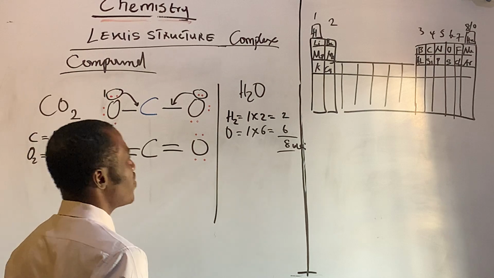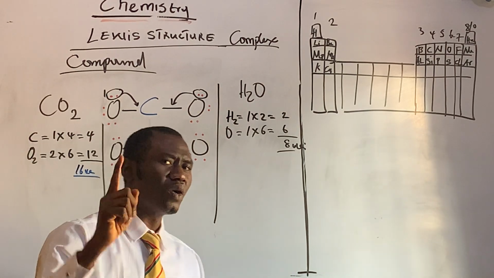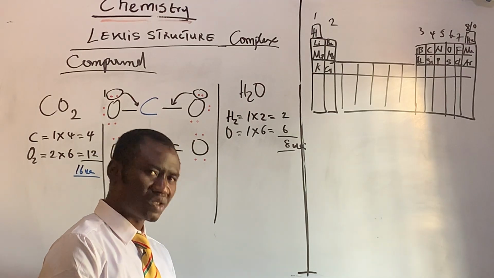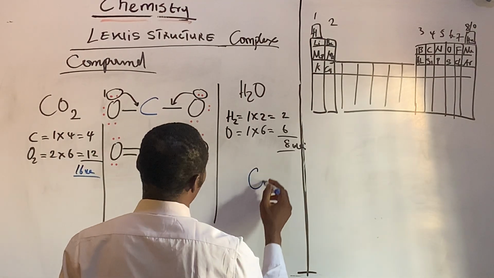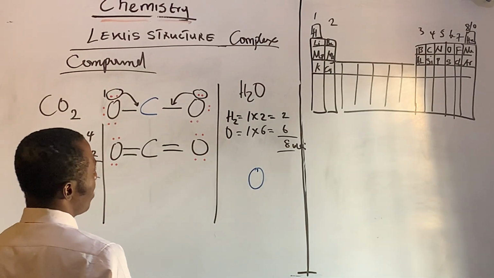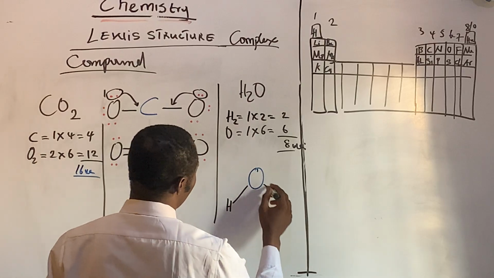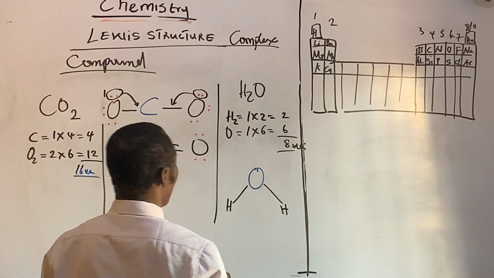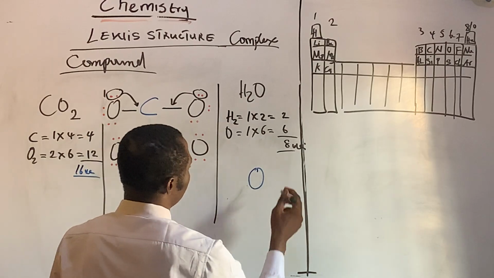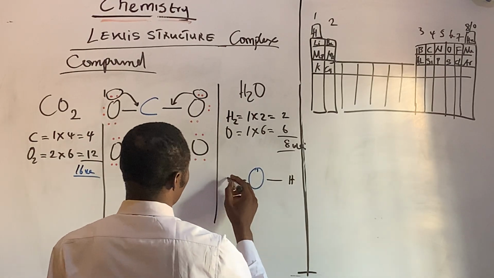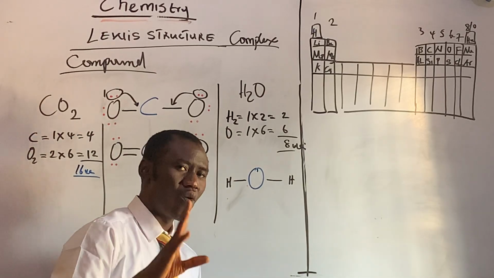Now, as you have done that, what you need to do is pick the single element there. Hydrogen is 2, oxygen is 1. So oxygen is single, so I'm going to put oxygen as my central atom. And then I'm going to add the hydrogen on both sides. Of course, you add it in this manner. And then this is 2, this is 2. That is 4.